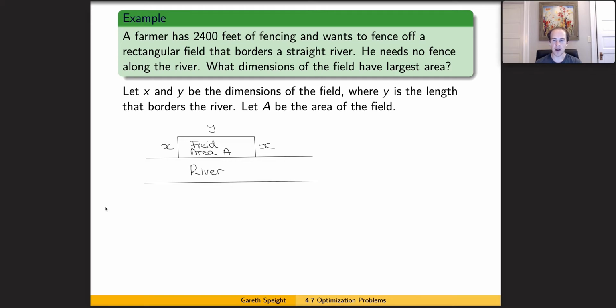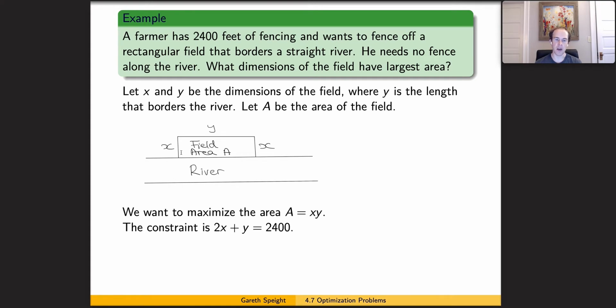Here is our picture, and here are our variables. Next, we said we should write down a formula for the thing we're trying to maximize or minimize. We're trying to maximize the area of a rectangular field, so it's just the product of the side lengths, A equals x times y. But this is in terms of more than one variable, so we need to find a way to write this in terms of only x or only y. So we should go back to our problem and look for a constraint. The constraint is that there is only 2,400 feet of fencing. So the total amount of fencing should be 2,400. We have two sides of length x and one side of length y, so 2x plus y is going to be 2,400. This is our constraint.